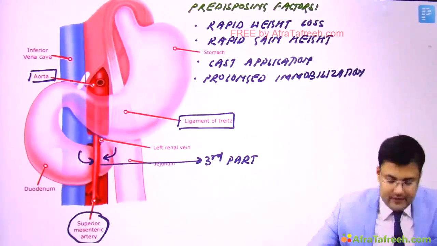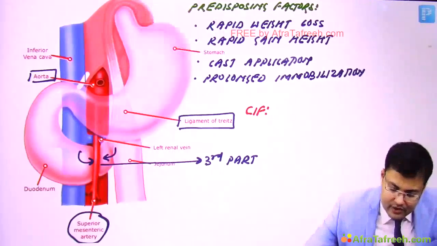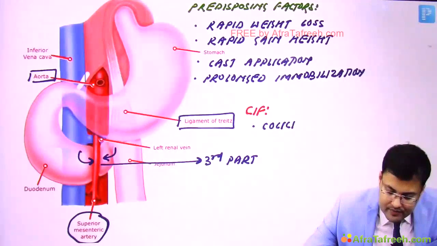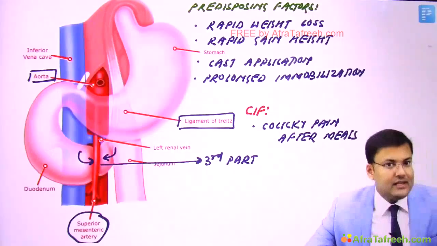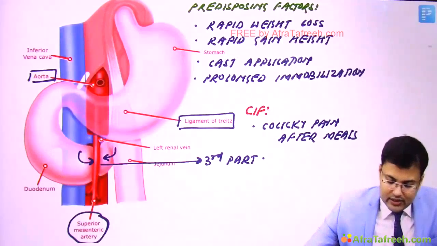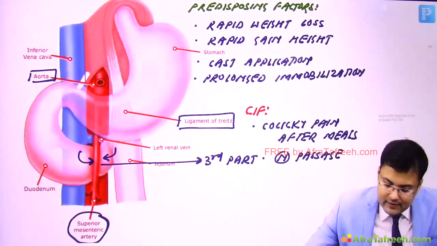So what are the clinical features? These patients come to you and complain of colicky pain after meals. You ask whether they pass feces and flatus, and the patient says yes. So there is normal passage of feces and flatus.